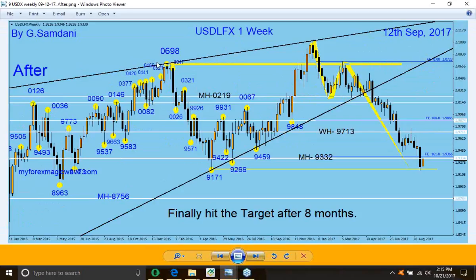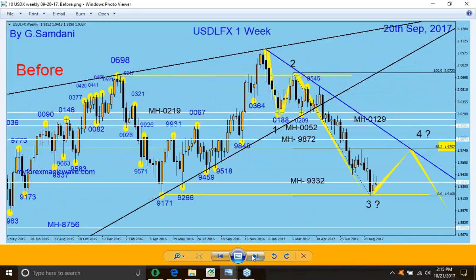We went up exactly where I said it will go. And then it came down exactly to the pip where I said it will come, 91.71. And then this is wave 1, 2, 3. Then we're supposed to go up for wave 4, and this is the chart I made. Exactly from there, 91.71.